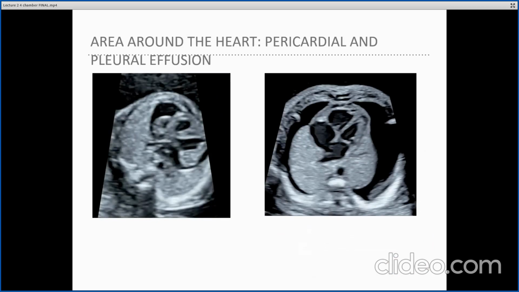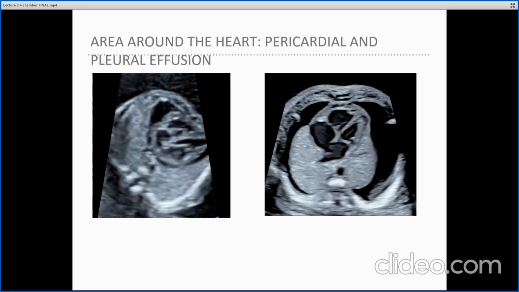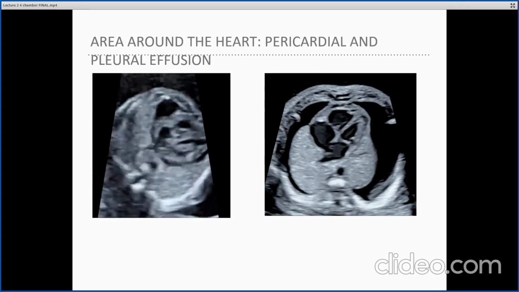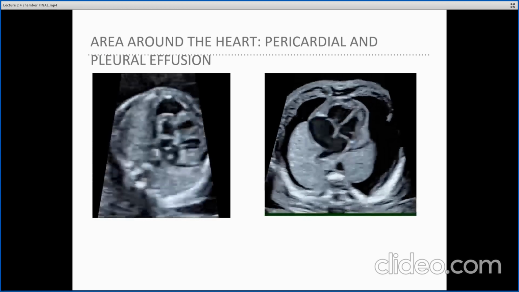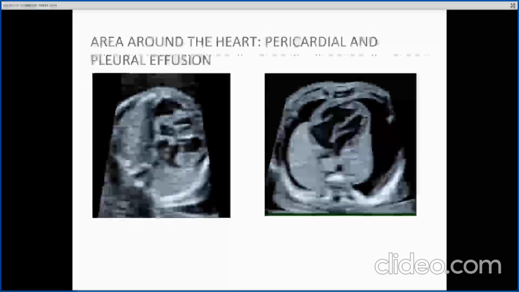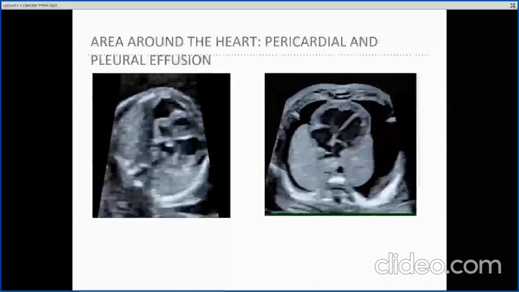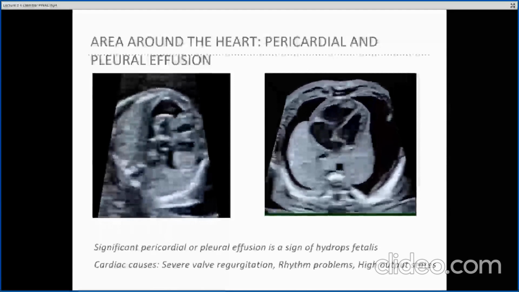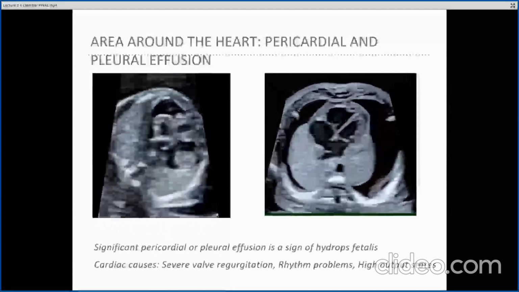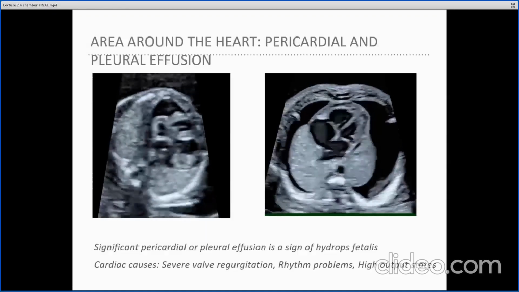Now, let us look for the lesions in the area around the heart, where we look for pericardial and pleural effusions. So this is showing a normal four-chamber view of the heart, but there is a significant fluid collection around the heart. Here, the heart contractility is good. There is no pericardial effusion, but there is massive pleural effusion. Pleural and pericardial effusion can be a sign of hydrops fetalis, fluid collection in different parts of the fetal body.